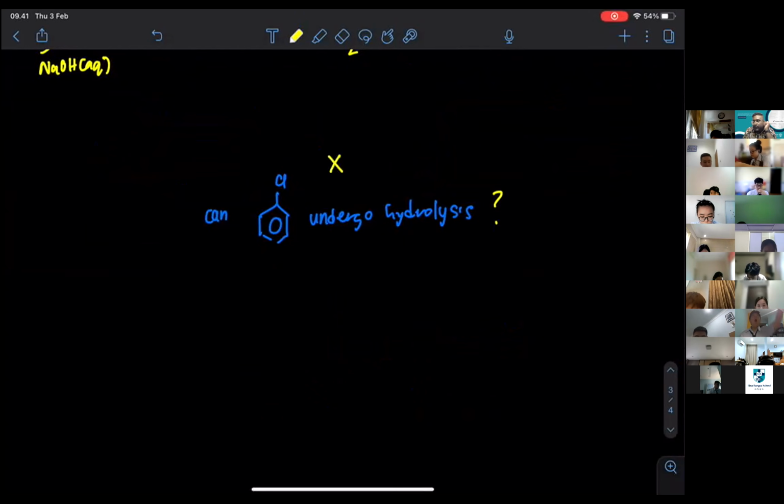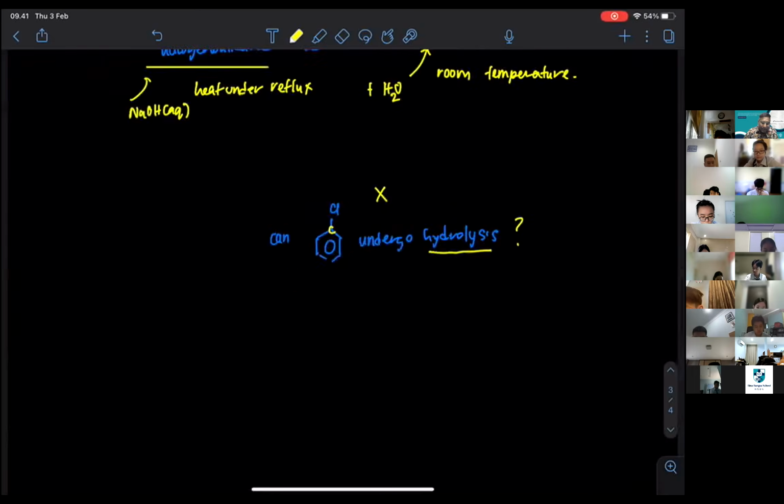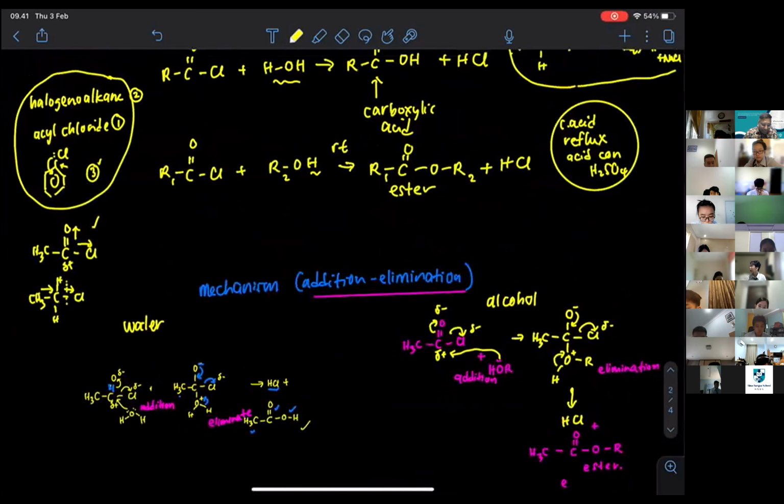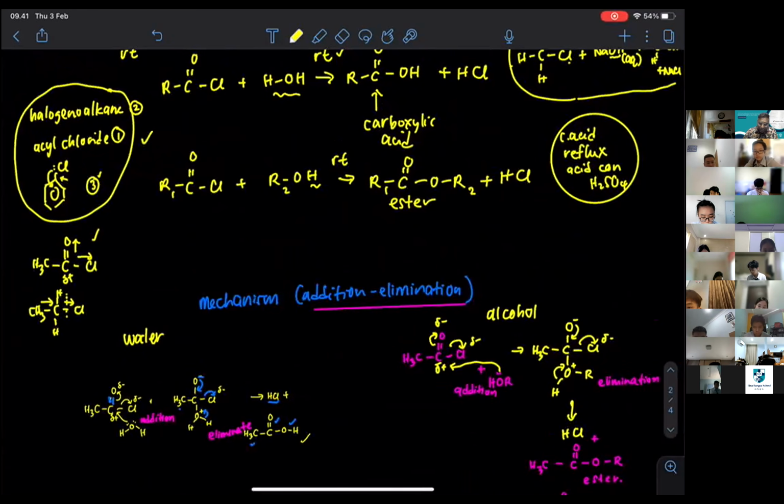Because the bond between carbon and Cl is going to have some sort of double bond character. Because of the overlapping of the electrons with the pi bonding system, the bond energy to break the carbon and Cl is going to be very high. So they will not undergo hydrolysis. That is going to explain it. I think I went through this over here.